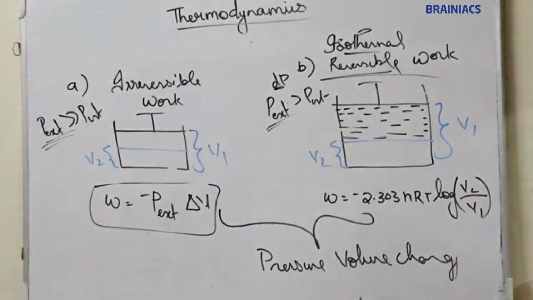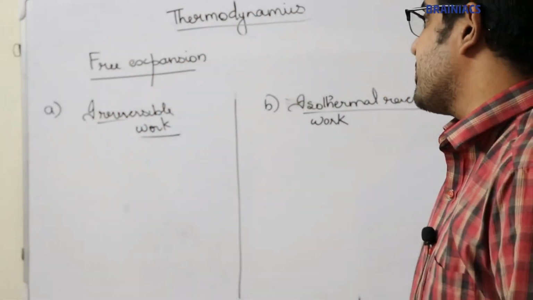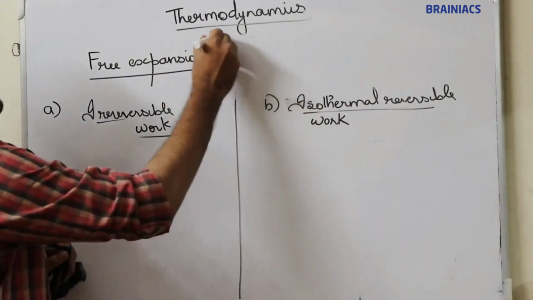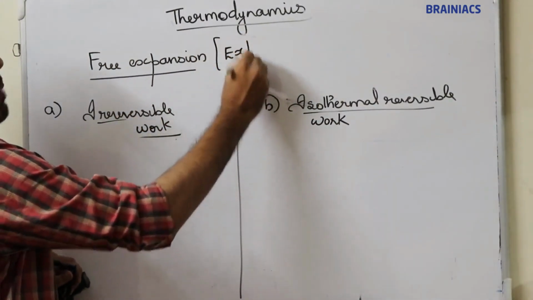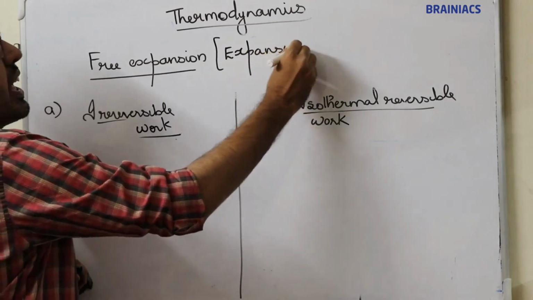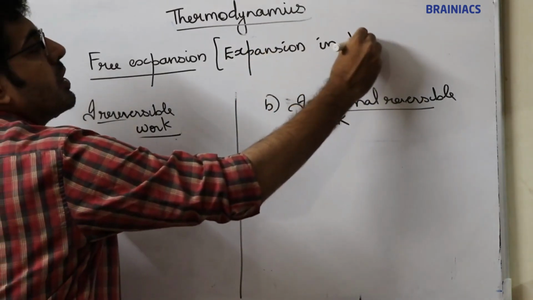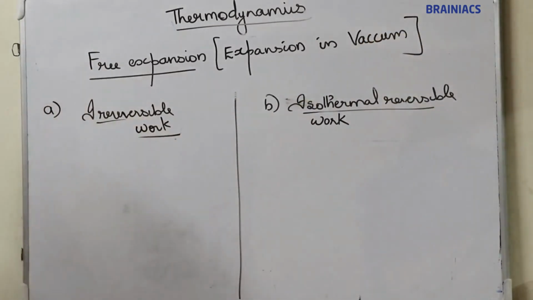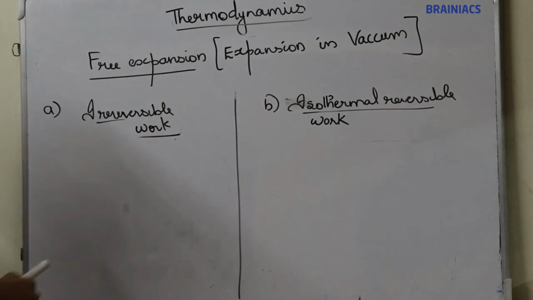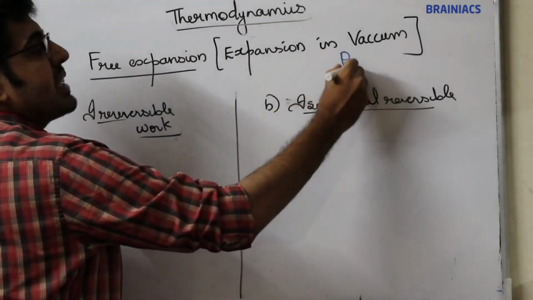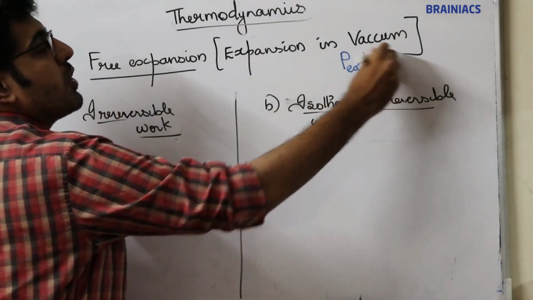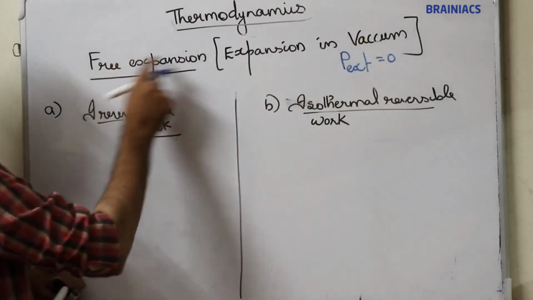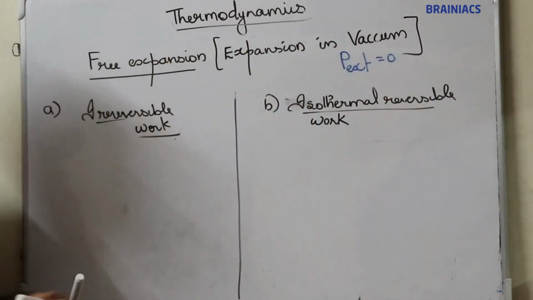Moving on to the next topic, free expansion. Now, what does free expansion mean? Free expansion means expansion in vacuum. Expansion in vacuum is known as free expansion. Now, for free expansion, external pressure is equal to 0. So free expansion means expansion in vacuum, and for free expansion, external pressure is equal to 0.